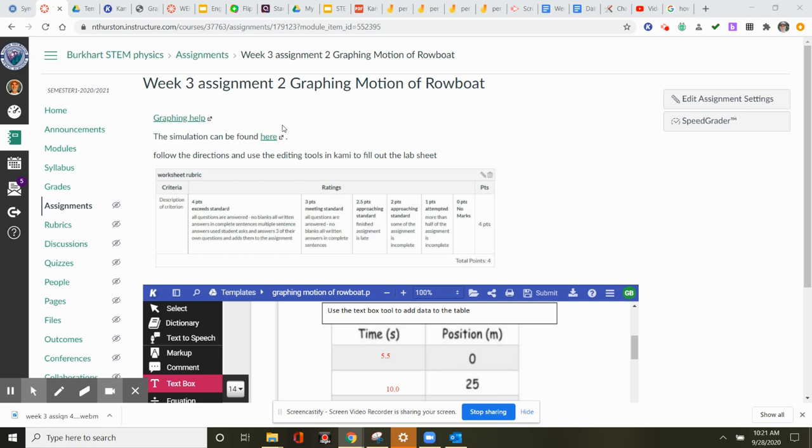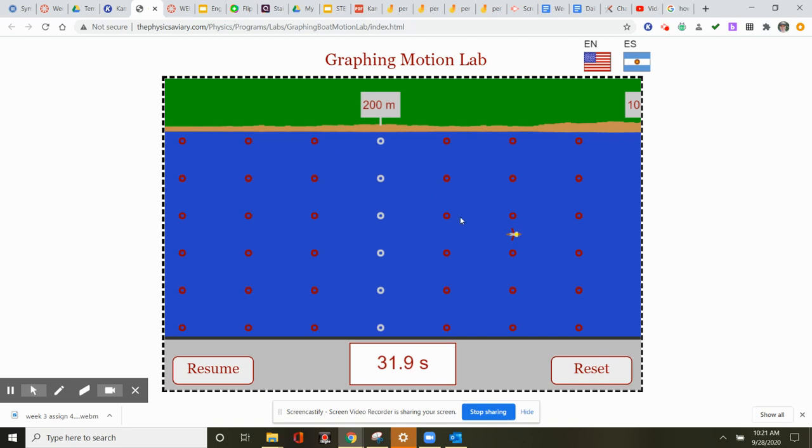Week 3, Assignment 2, Graphing Motion Rowboat. So this is where it's found on Canvas. And what we're going to do is the simulation can be found here when we click on that. The simulation opens up. So what I've been doing is I've been writing down the time for the time that the rowboat is at each mark. So I've made it up to 150. Now I'm going to hit resume and get the time for 175.